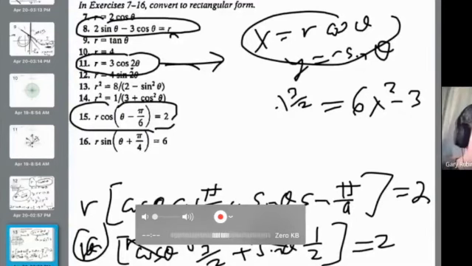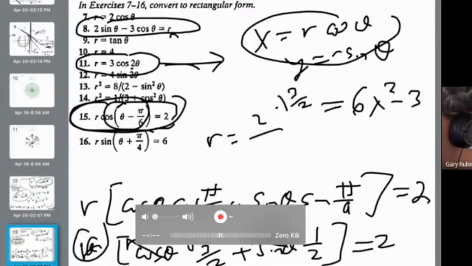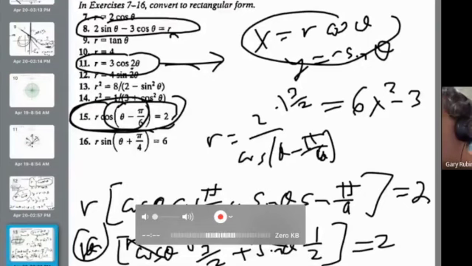We have no idea what they look like. Some of them might be ones that, for instance, this one, if I divided both sides by this, it would actually turn into r equals 2 over cosine theta minus pi over 6, which actually was from the second day a line that does not go through the center. But even if you had no idea what it looked like, we'd be able to find the equations. Okay, so that's what I wanted to show you today.